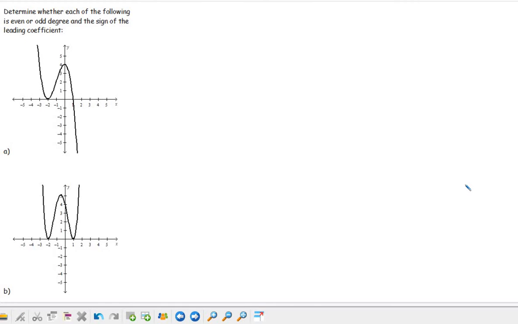So it says determine whether each of the following is even or odd degree and the sign of the leading coefficient. So first, I know if they go in opposite directions, it has to be an odd degree polynomial. Also, I can see that it has 3 zeros, 1, 2, 3. Remember, we look at the right-hand side to tell me what the leading coefficient is, so it's going down, which means negative.